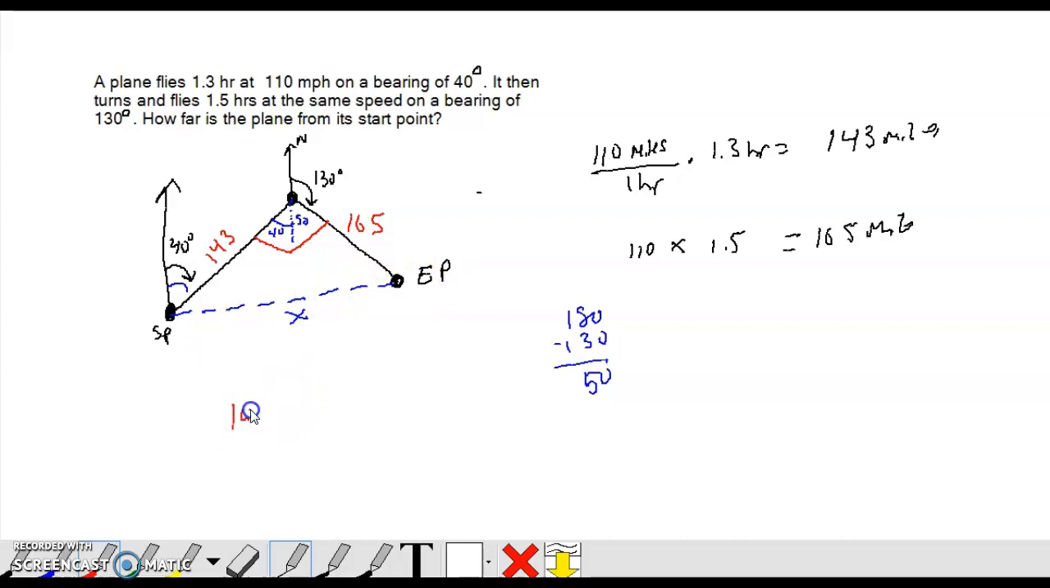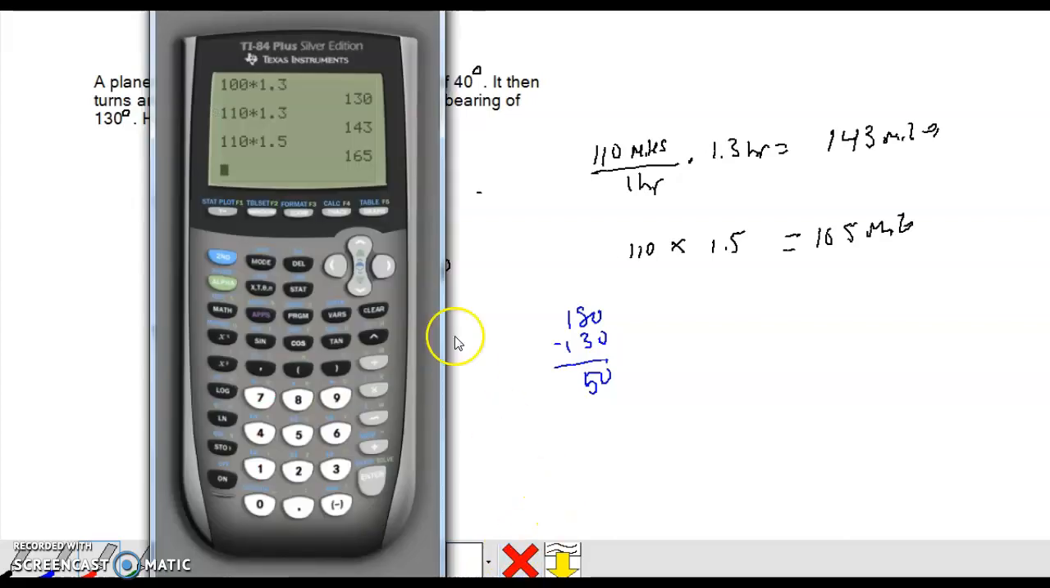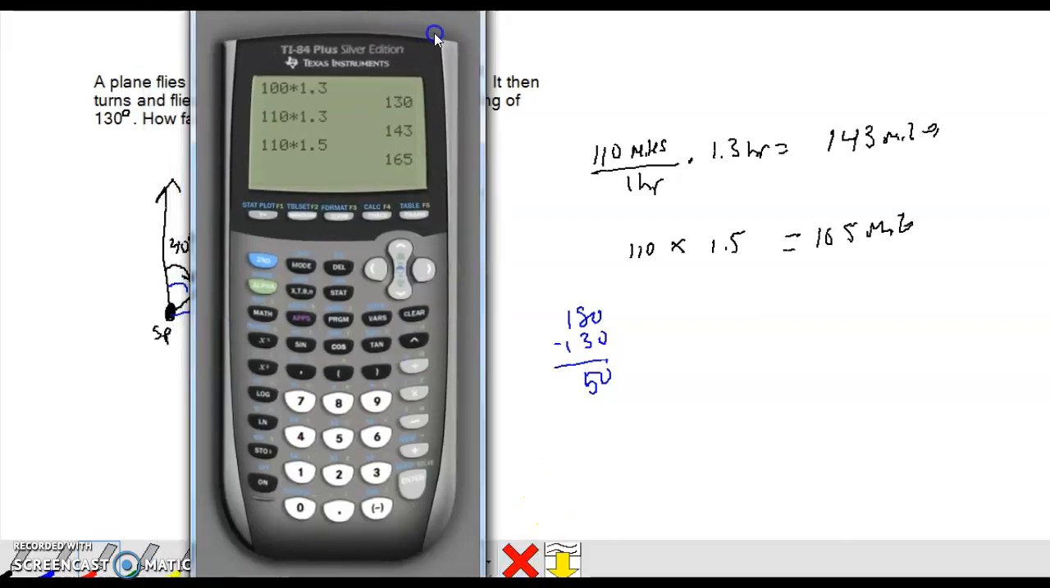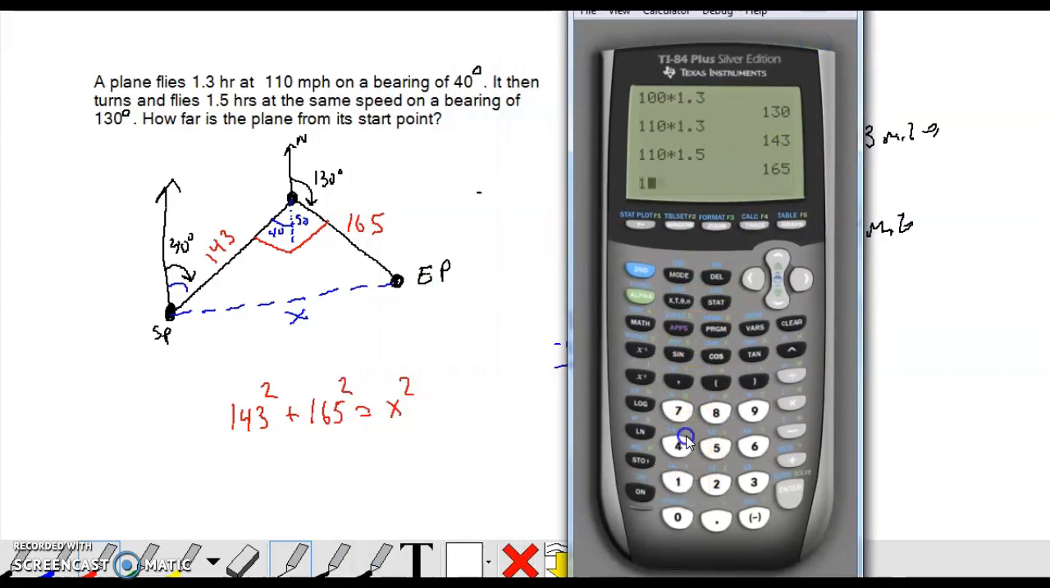So what we're going to do is say 143 squared plus 165 squared is equal to x squared. So what are these numbers? 143 squared plus 165 squared is going to give us 47,674. And then I'm going to take the square root of that. I'm just going to say answer because I don't want to write all that in. And we are going to get about 218.34.